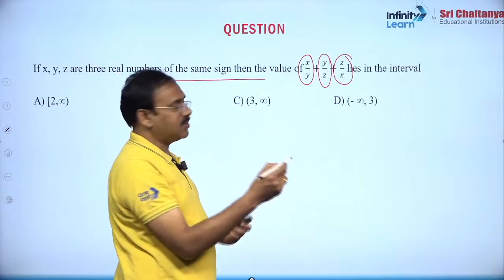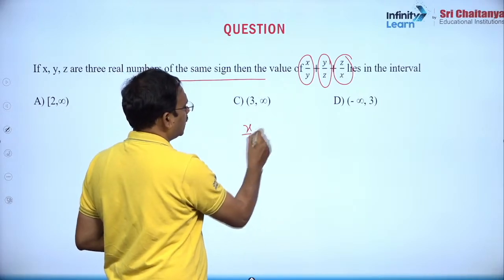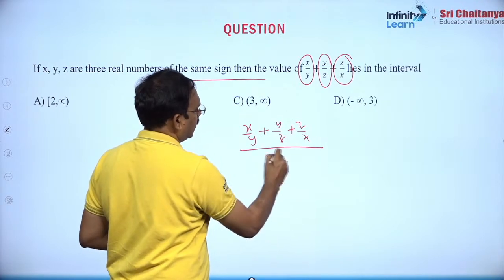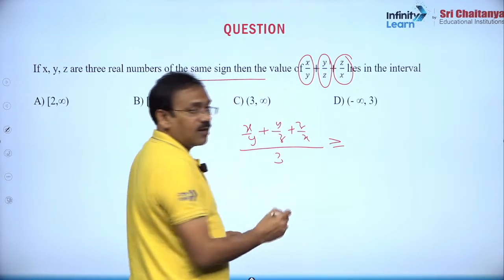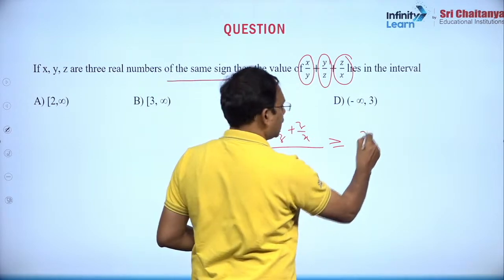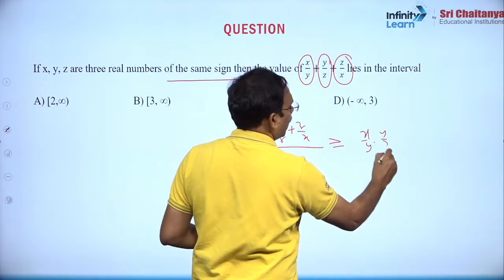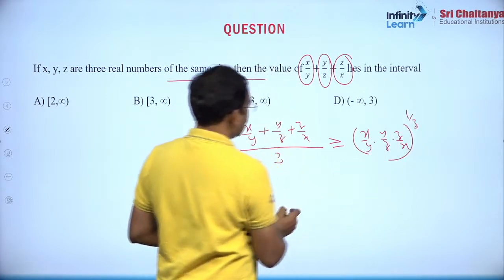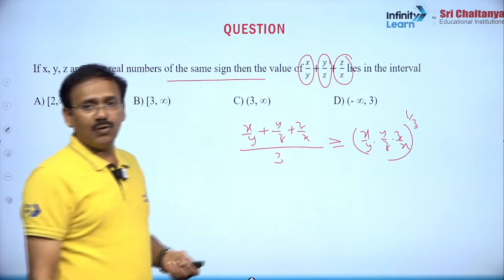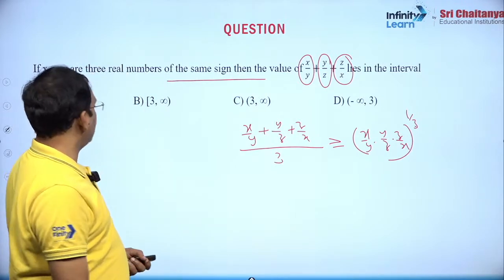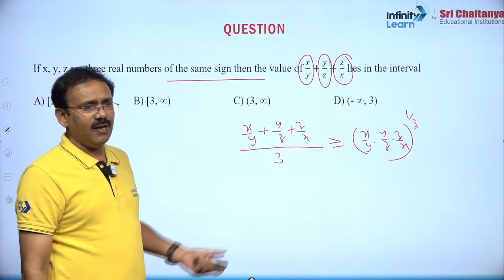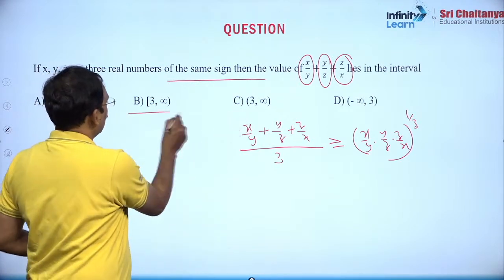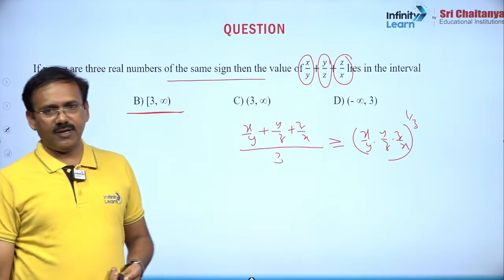Just apply AM-GM, friends. For three numbers, AM means (x by y plus y by z plus z by x) by 3, arithmetic mean greater than or equal to geometric mean, in the sense (x by y into y by z into z by x) whole power 1 by 3. So my dear friends, this is greater than or equal to 3. So the minimum value is 3 and the maximum will be infinity. So the range is closed 3 to infinity, my dear friends.